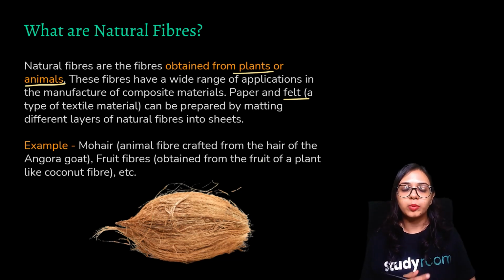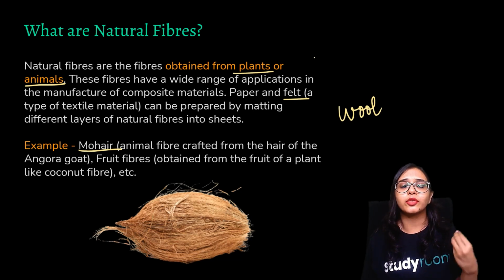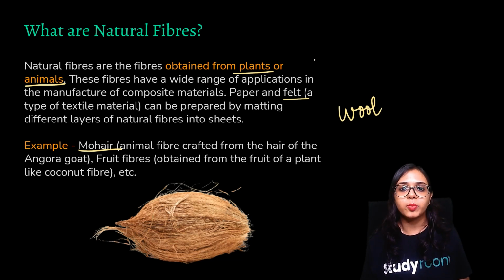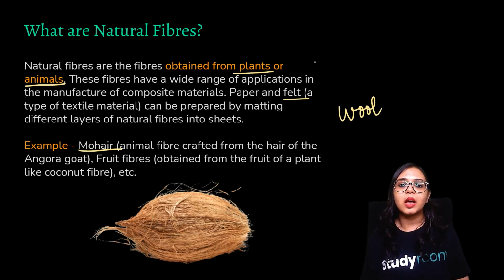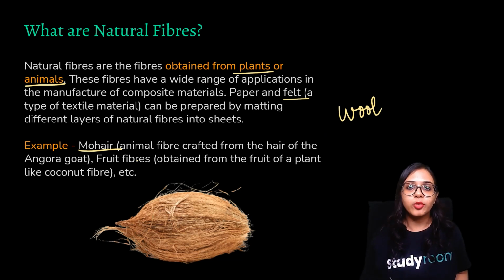Another example of animal fiber is mohair. Mohair is an animal fiber that is crafted from the hair of the Angora goat. Even wool, and different kinds of shawls that we get from nature, are made from wool from sheep and wool from goat. So these fibers are obtained from animals, and also there are fruit fibers.